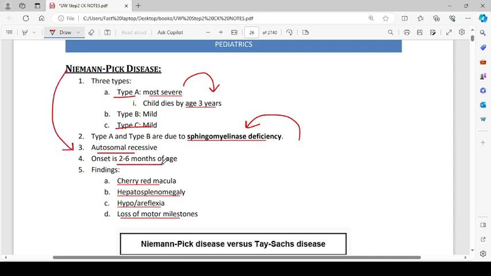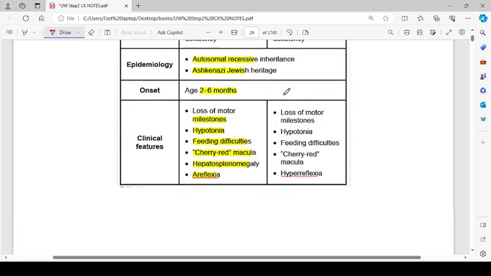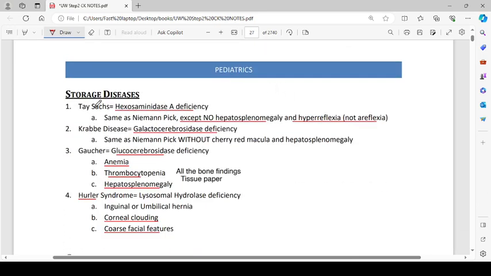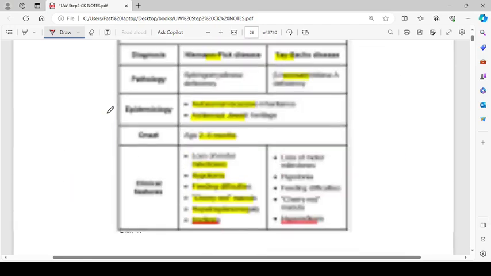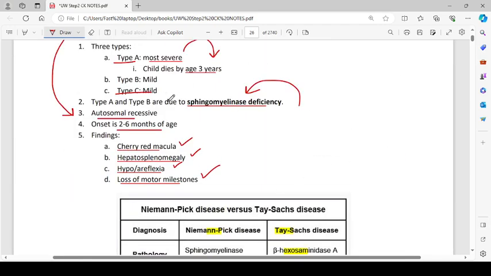Onset is 2 to 6 months of age. Findings include cherry red macula, hepatosplenomegaly, hypo or areflexia, and loss of motor milestones. There is a similar condition. I'm forgetting the name. That's Tay-Sachs disease. Yeah, Tay-Sachs disease is a very similar condition to Niemann-Pick disease. So we'll see that later on.